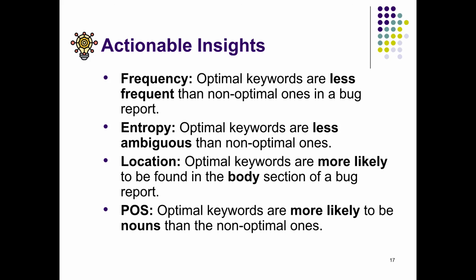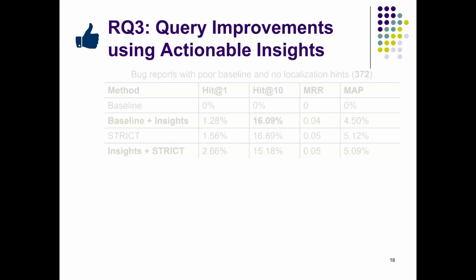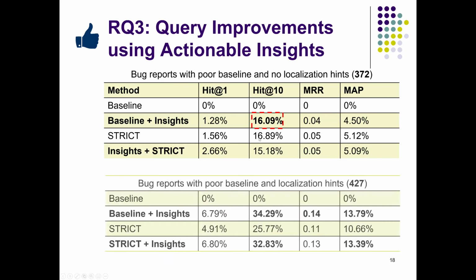So we used these actionable insights and repeated our experiment, and what we found is interesting. We are able to improve the performance of the baseline queries for those two subsets significantly. As you can see, the baseline hit at 10 was 0%, and now it is 16%. And the similar thing goes also for the state-of-the-art queries. We are also able to improve the performance of the state-of-the-art queries as well.